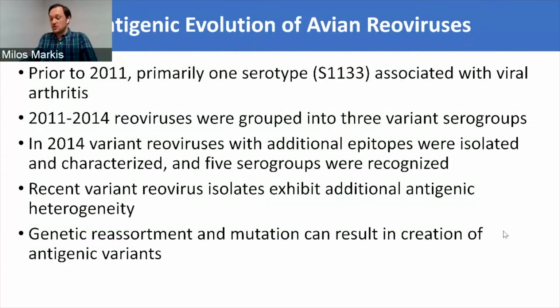Reovirus serotypes continue to evolve over time. Prior to 2011, we had primarily one serotype called S1133 that was associated with viral arthritis, and all vaccines belong to this serotype. Between 2011 and 2014, the reoviruses that we were isolating from the legs were grouped into 3 variant serogroups. And then in 2014, the variant reoviruses were isolated that had additional epitopes. And we were grouping these isolates in 5 different serogroups.